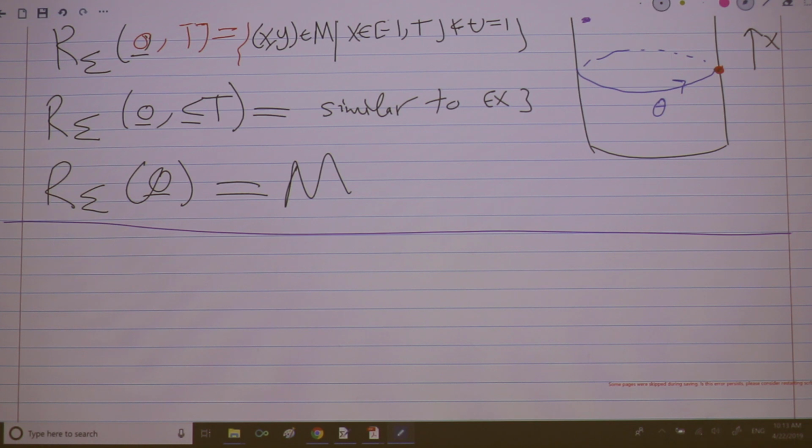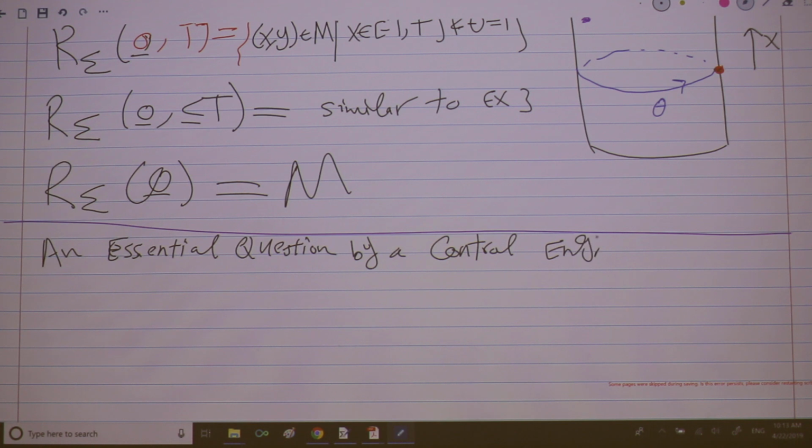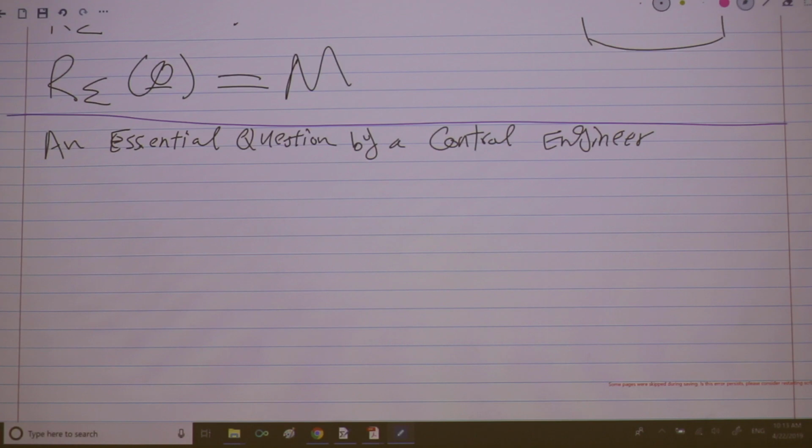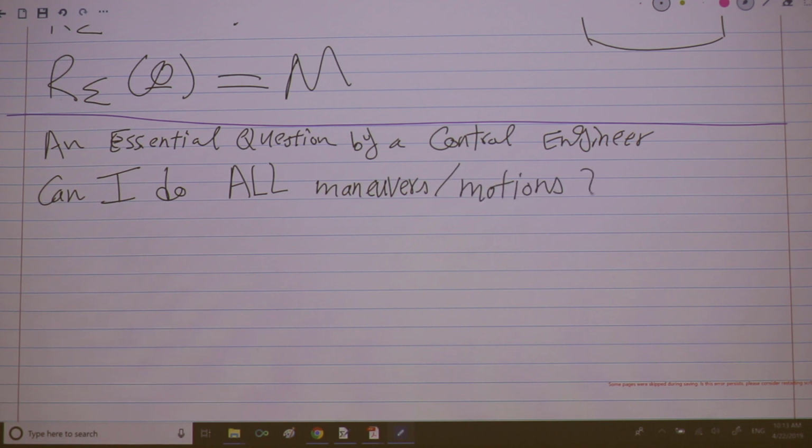Okay, so now, after this story and this kind of thing, we will relate to an essential question by a control engineer. Can I do all maneuvers or motions for my system? Can I achieve these? This question is exactly a controllability question.